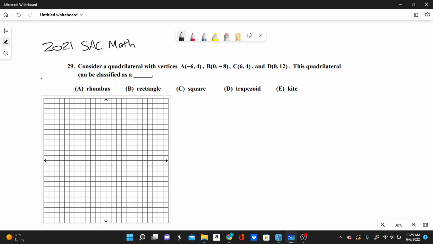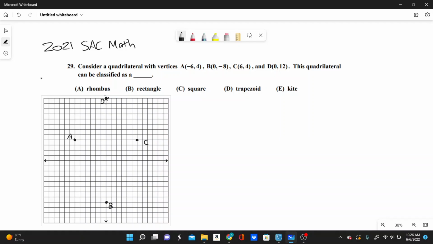All right, so A is (-6, 4), so that'll be 1, 2, 3, 4, 5, 6. So this right here is A. B is at (0, -8), so 1, 2, 3, 4, 5, 6, 7, 8. C is at (6, 4). That's right there. And then D is at (0, 12). So 1, 2, 3, 4, 5, 6, 7, 8, 9, 10, 11. So it's all the way at the top. So that's D.